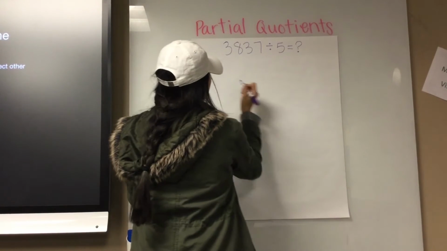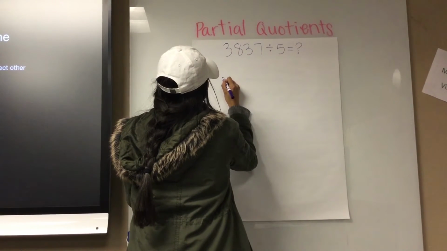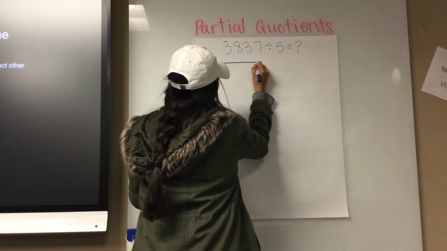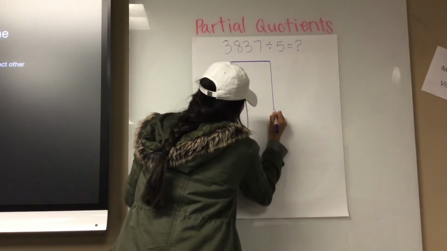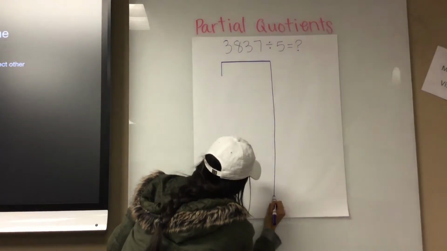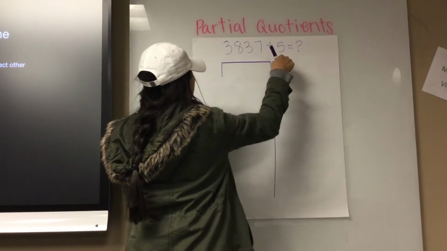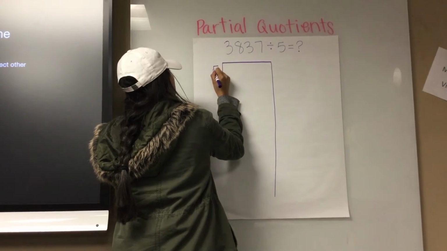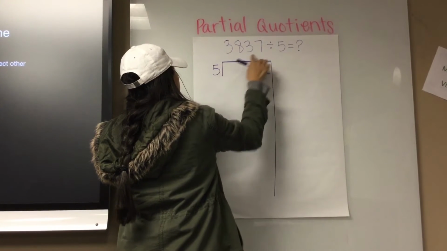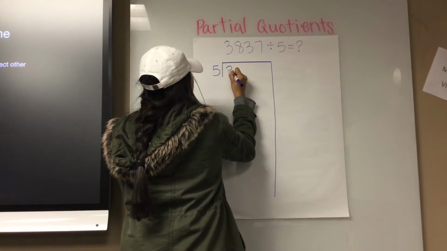So we're going to start out writing a regular division problem, but we're going to take the line all the way down the paper on the right. Then we're going to write our 5 on the very left side outside of the box and our 3,837 inside the box.